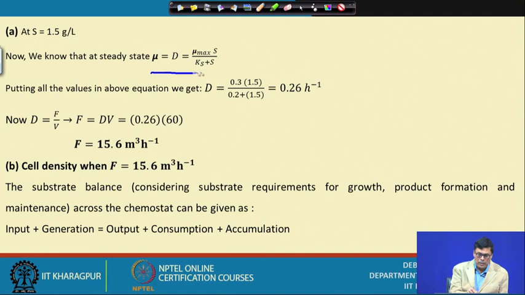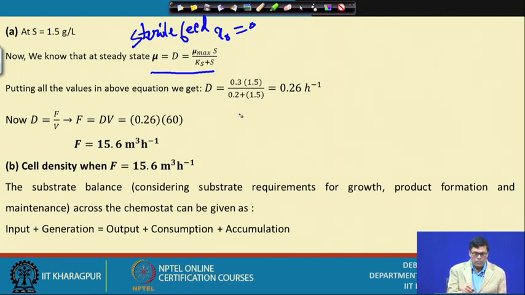So, this is the equation that we have. Then D equal to mu max under steady state condition and sterile feed. Sterile feed means x0 equal to 0. Then mu equal to D, then we can write mu max s by (Ks plus s). Am I right? Now, in this problem, the mu max value we know, s value we know, Ks value we know, so we can find out the dilution rate.